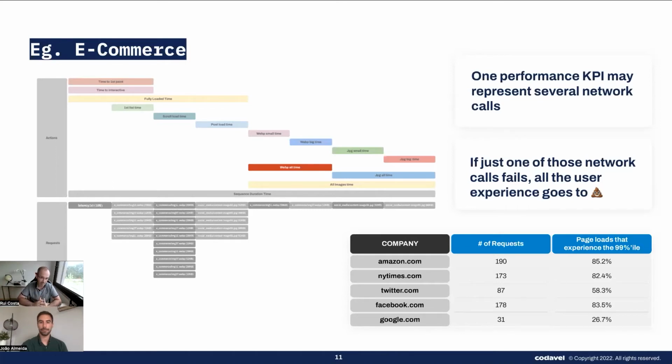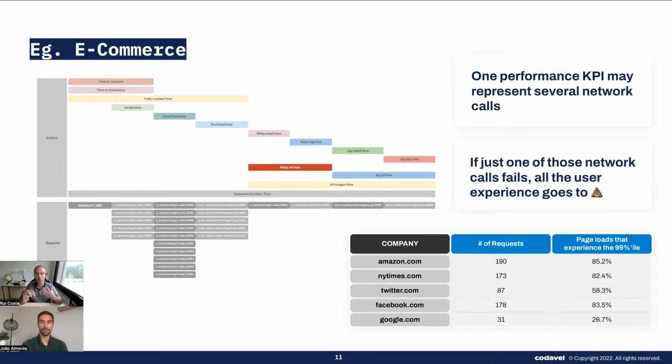But the problem is that from the end user experience, what actually matters is not the time it takes to load each of these requests. In this case, they are images, but actually what matters, as João mentioned before, is the scroll load time. And the scroll load time, so how long you take to provide a smooth scrolling experience to the user, actually involves all of those requests.